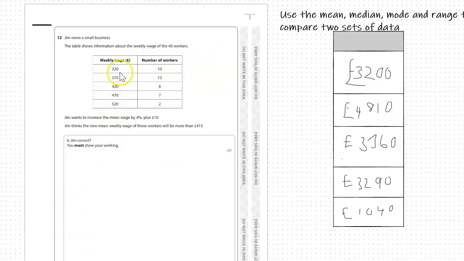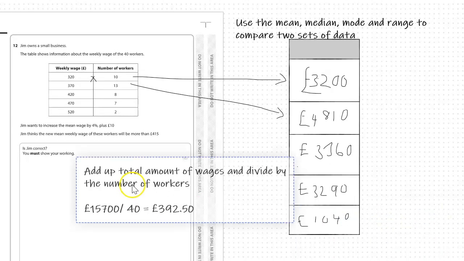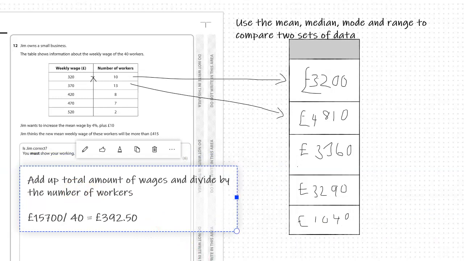To calculate that, you need to do the weekly wage times the number of workers. You can see that I have done that in these columns. Once you've done that extra column, you can then think about working out the mean. So mean is total amount divided by how many there are. The total amount here is the total amount of wages, so we add up the total amount of wages and divide by the number of workers.